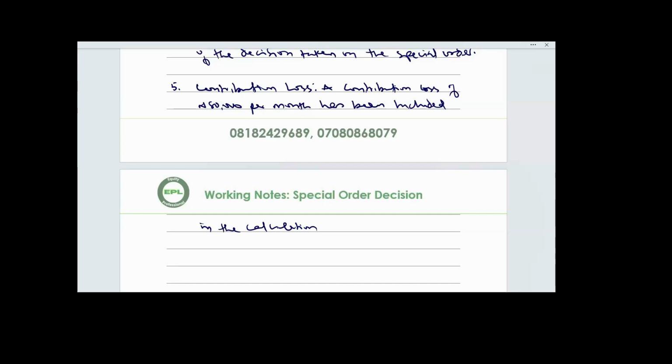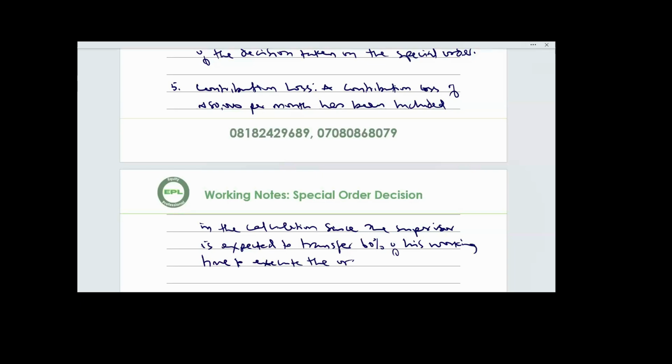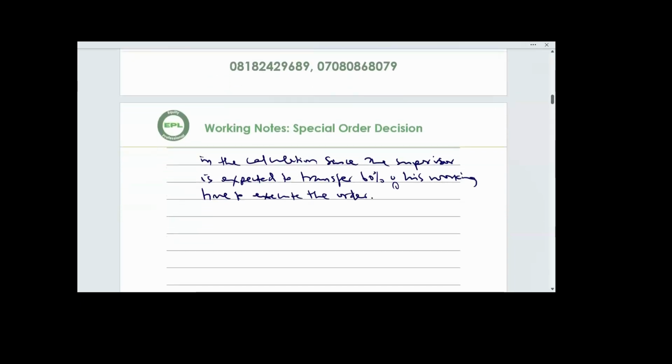A contribution loss of 80,000 per month has been included in the contract since the supervisor is expected to transfer 60% of his working time to execute the order. Okay, that's it.